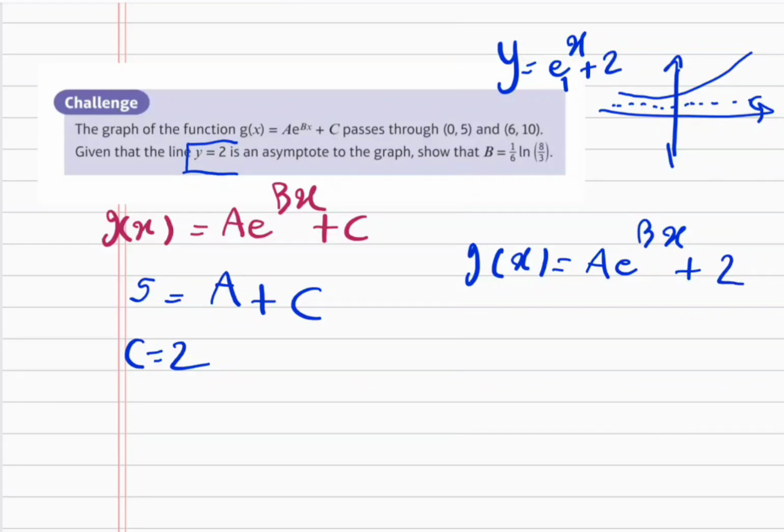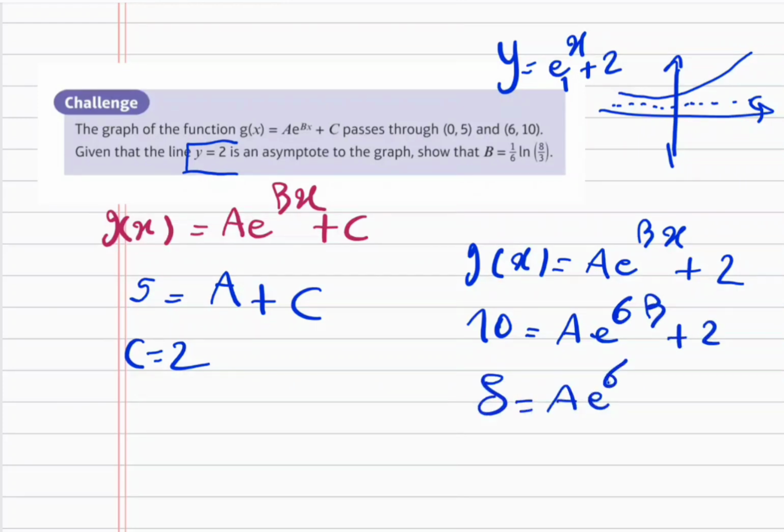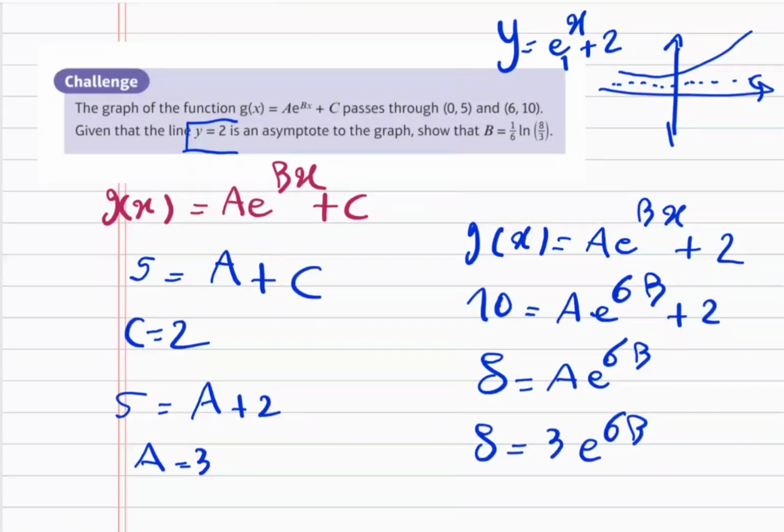And now we substitute the second coordinate. So we have 10 is equal to ae to the power of 6b plus 2. So this is equal to 8 is equal to ae to the power of 6b. And on the other hand, remember that in the first equation, with the value of c equal to 2, that means a is simply equal to 3. So therefore here we have 8 is equal to 3e to the power of 6b.